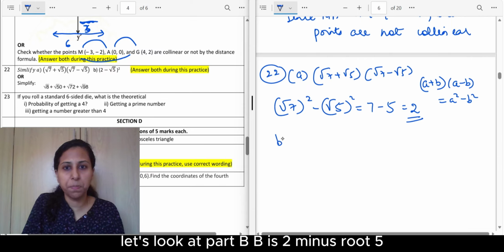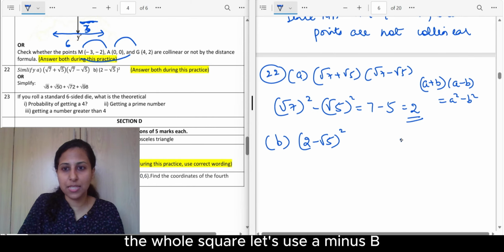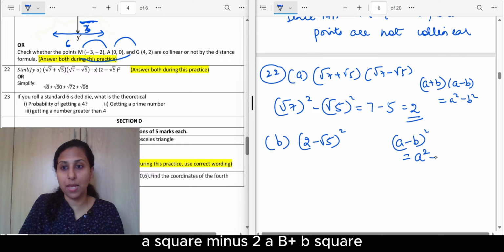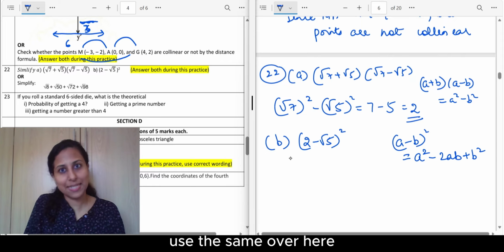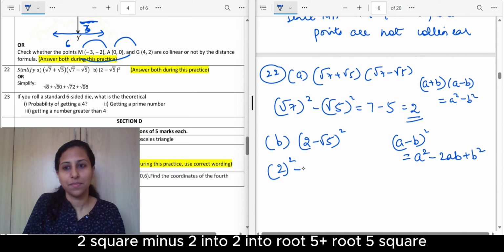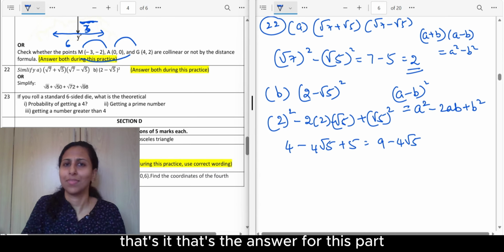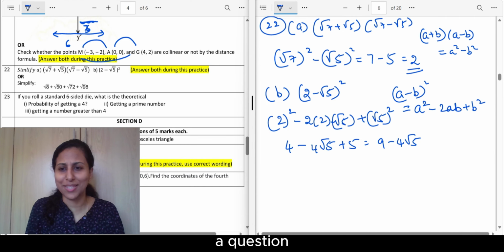Let's look at part B. B is 2 minus root 5 the whole square. Let's use the A minus B the whole square identity. What's A minus B the whole square? A square minus 2AB plus B square. Use the same over here: 2 square minus 2 into 2 into root 5 plus root 5 square. We get 4 minus 4 root 5 plus 5, which is 9 minus 4 root 5. That's it. That's the answer for this part A question.